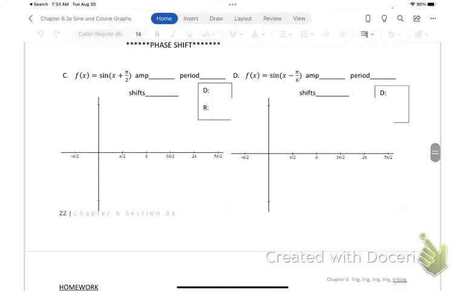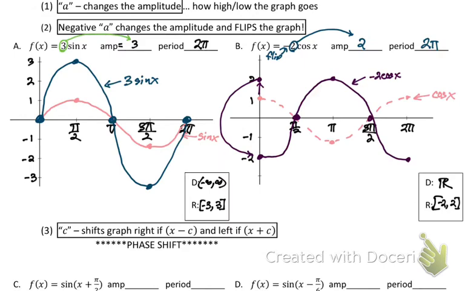All right, our next thing is called a phase shift. That's your letter C. That's inside the parentheses. Here's the thing about phase shifts. It goes the opposite direction you think. It's going to go right if you see x minus a number. It's going to go left if it's x plus a number. So it kind of goes the opposite direction. Left, right goes the opposite direction of what you see.